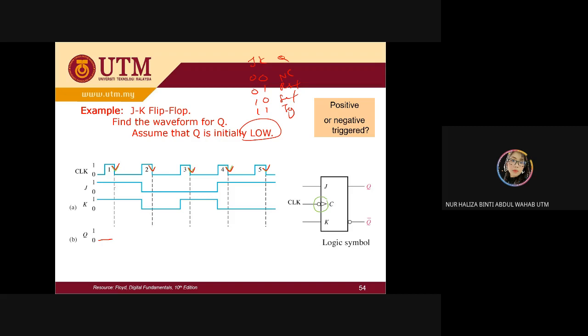We have here the value is 110001. Correct me if I'm wrong, okay? 1010. Okay, now 1 toggle means that from 0 I'm going to go for 1 until the next negative clock. 0, 0, no change until the next negative clock. 0, 1 will be reset until our negative clock. It will be 1, 0 will be set, and 1, 0 again will be set. So this is my output.